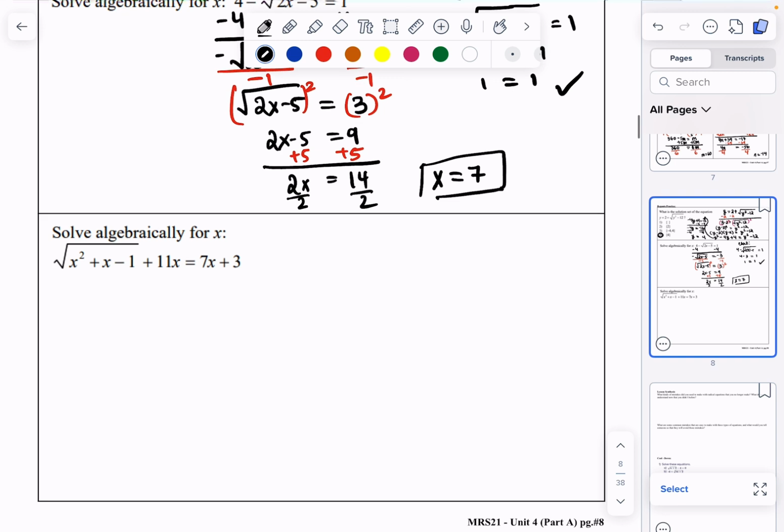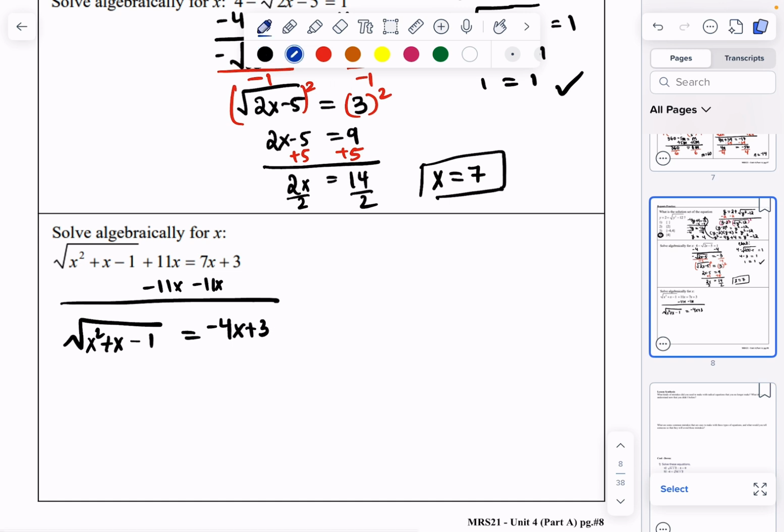Okay, last one. We have to get the radical by itself. So we subtract 11x on both sides. Radical x squared plus x minus 1 is equal to 7 minus 11x, gives us a negative 4x plus 3. And then we square on both sides, which leaves us with x squared plus x minus 1 is equal to, we have to do a FOIL, negative 4x plus 3, negative 4x plus 3.